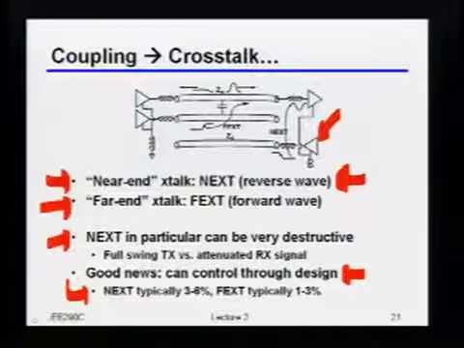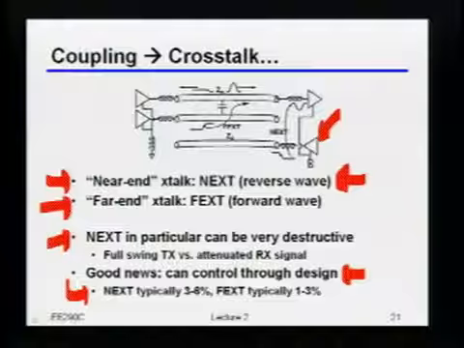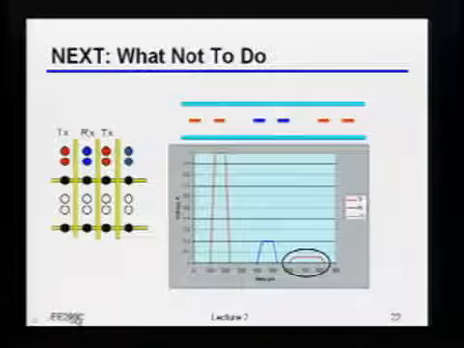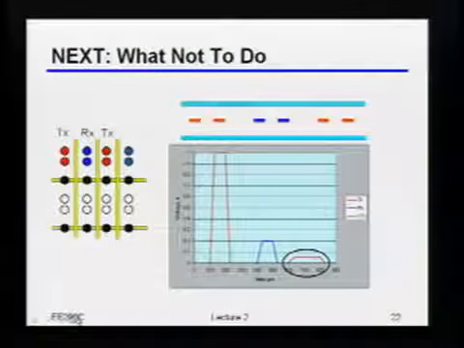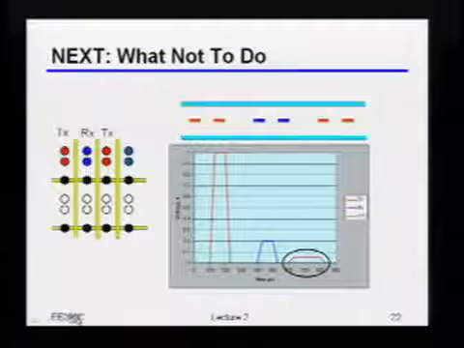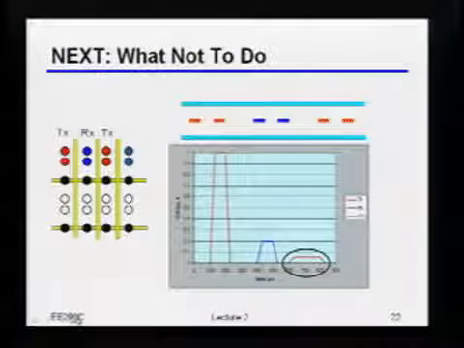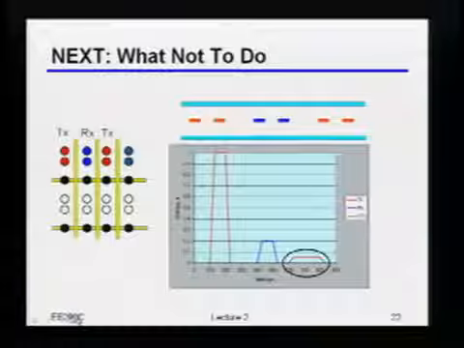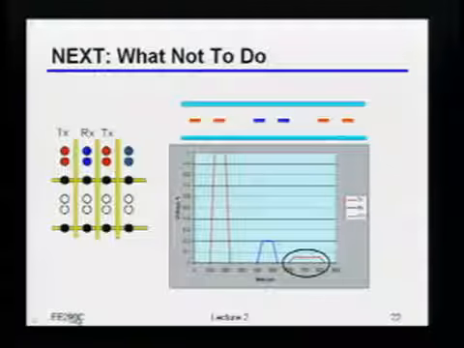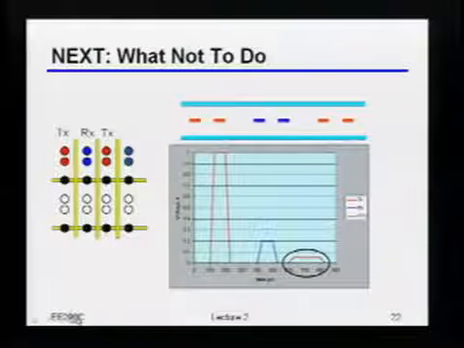Yeah? So why did you say next can be pretty well controlled through design? Okay, great question. I'll tell you why. I'm going to show you what not to do, and then I'll show you what I think is a little bit better to do. And by the way, the answer is fairly obvious, but you'll see in 1 second. So this is an example of what could go wrong with near-end crosstalk.